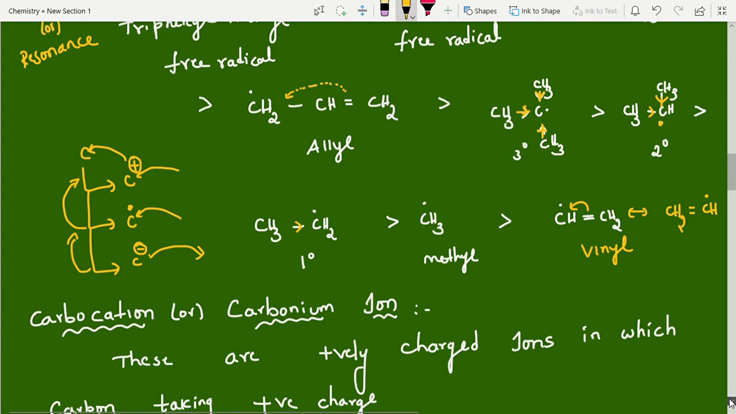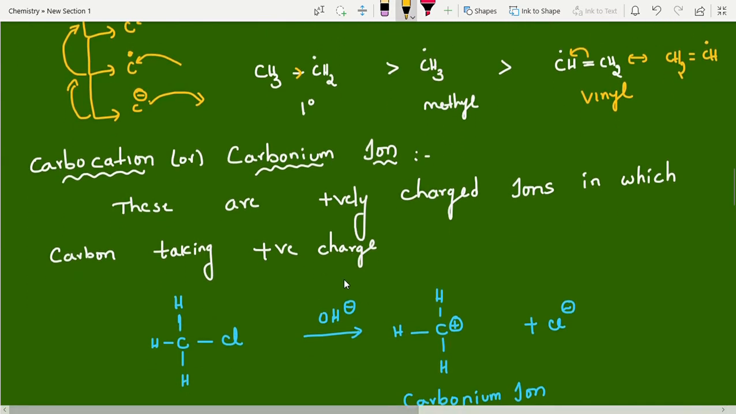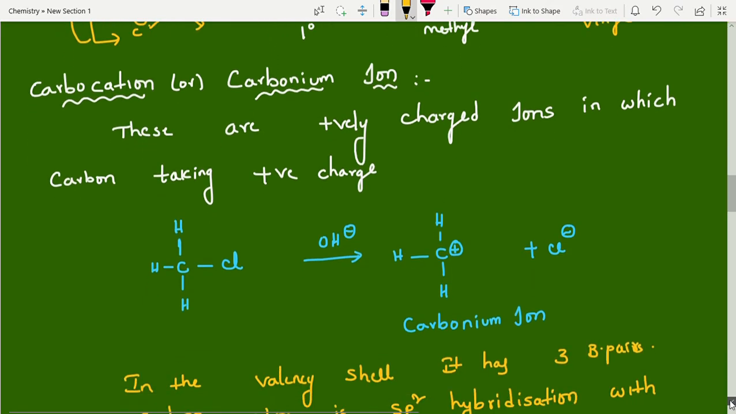Okay, now the next reaction intermediate. Once you understand free radicals, carbocation is almost the same. The free radical stability order and carbocation stability order are almost the same. That's why don't get confused. The first two topics are the same. The next topic is the reverse, you can remember it like that. Carbocation or carbonium ion: these are positively charged ions in which carbon takes the positive charge. I already explained in the previous video how it is generated. Please go through that.